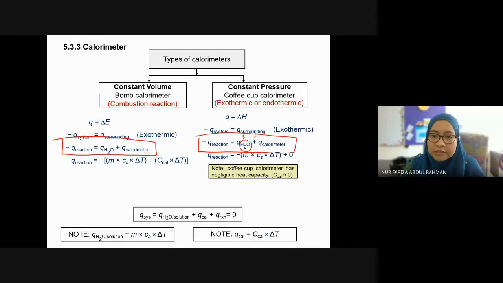If the C calorimeter is not given to you, that means we can assume that the Q calorimeter will be 0. If the C calorimeter is given to you, that means you have to consider the Q of the calorimeter, so it shall not be 0 in that case. Here it says the coffee cup calorimeter has negligible heat capacity. To calculate the solution or H2O, we are going to be using MCS delta T. For the calorimeter, we are going to be using the capital C, calorimeter times delta T.